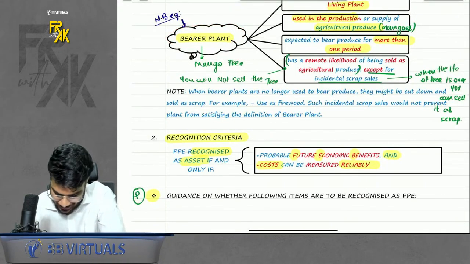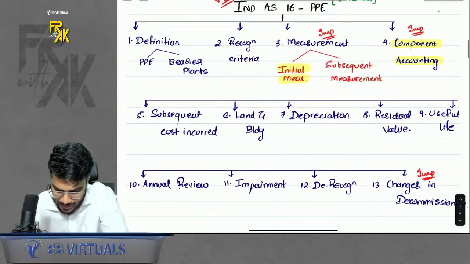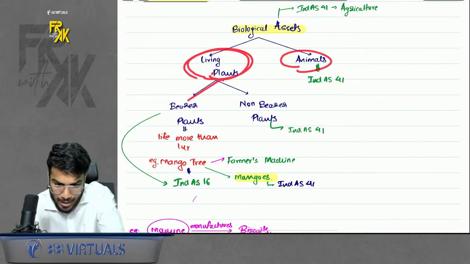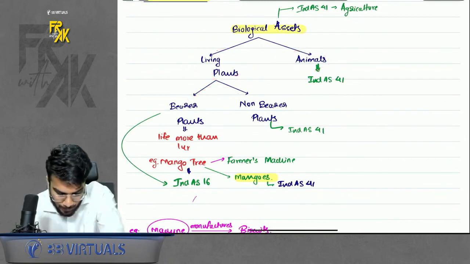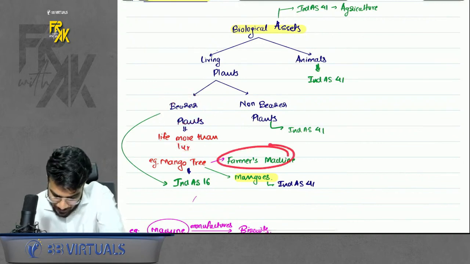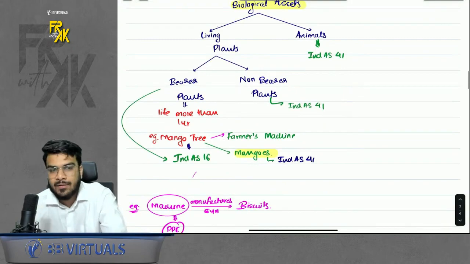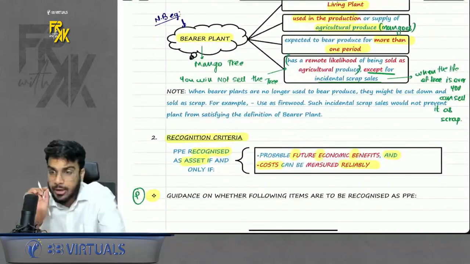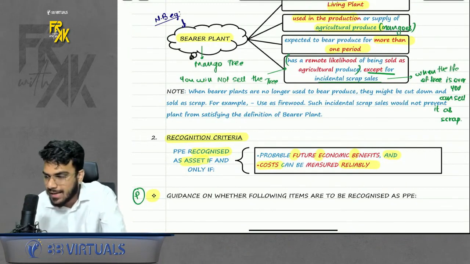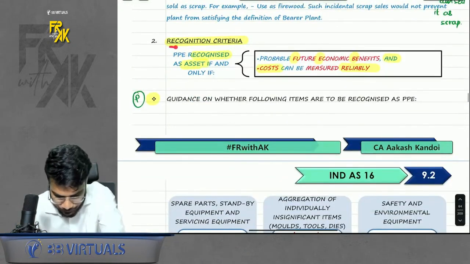Why? Because in case you remember, we made a chart of biological asset. Biological asset has two categories: living plants and animals. Living plants has two categories: bearer and non-bearer, right? Bearer plants are those plants which have a life of more than 1 year. For a farmer, these bearer plants are like their machine only. Therefore, these bearer plants are covered under Ind AS 16, right? The bearer plants are covered under Ind AS 16, but the produce which is realized from the bearer plant is not covered under Ind AS 16.